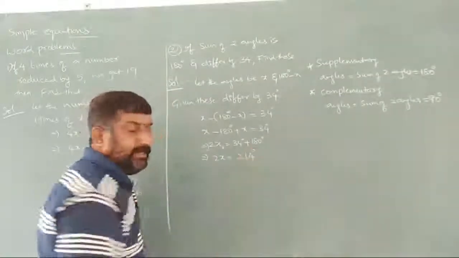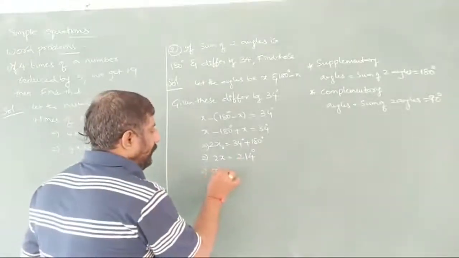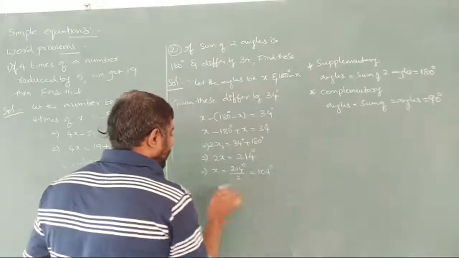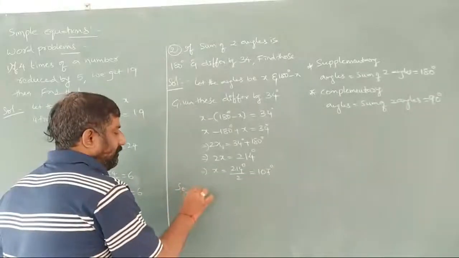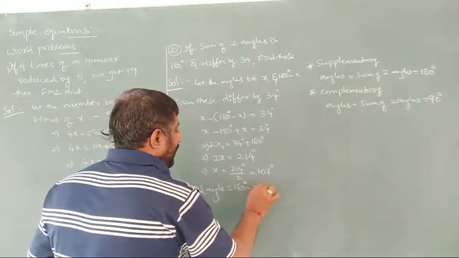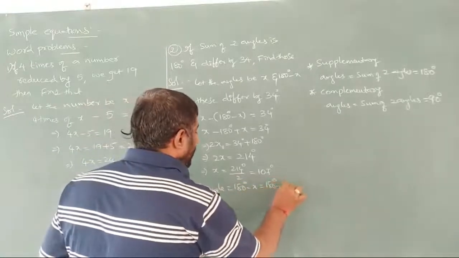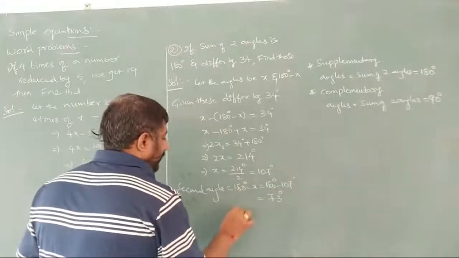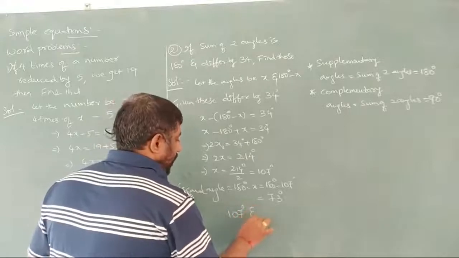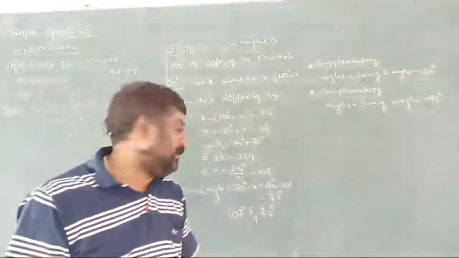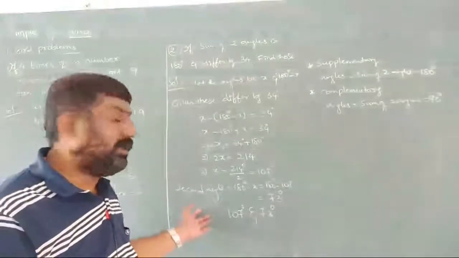214 degrees we are going to get now. And x value is going to be 214 by 2, or else 107 degrees. So second is 180 minus x, nothing but 180 minus 107, which is going to be 73 degrees. So 107 degrees and 73 degrees.